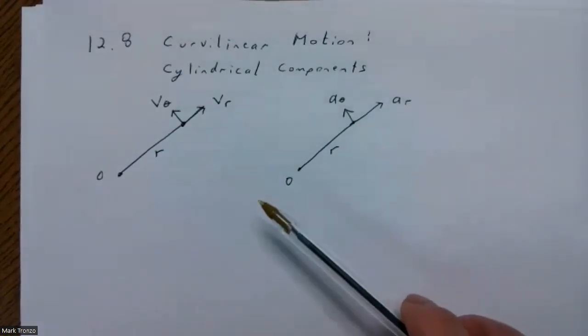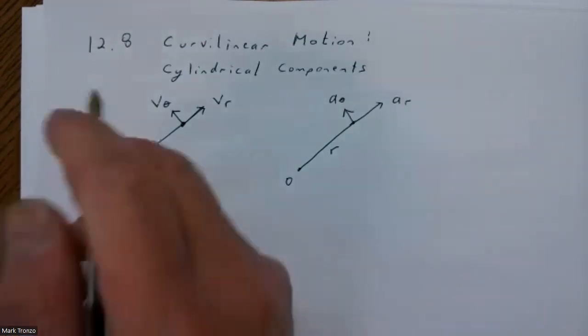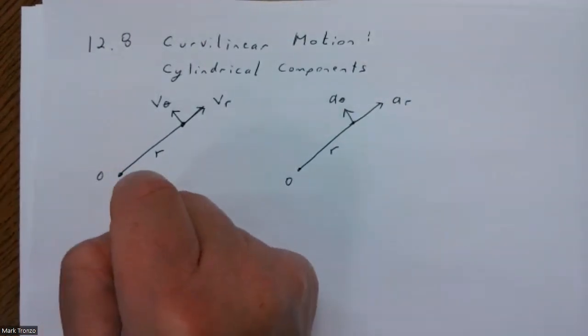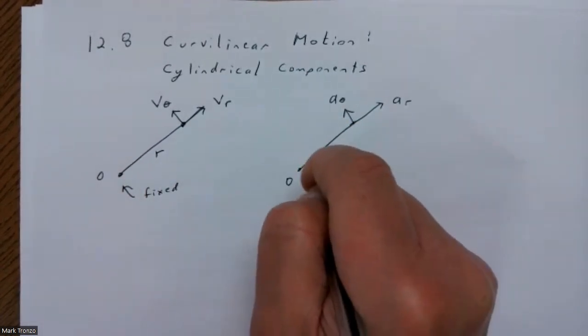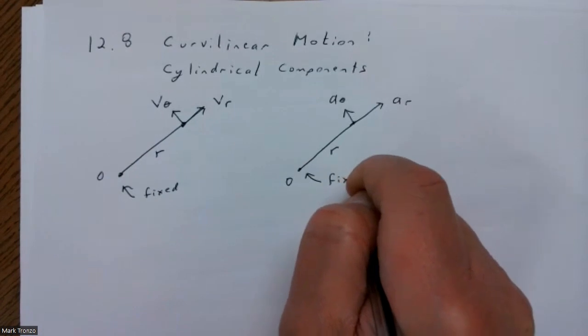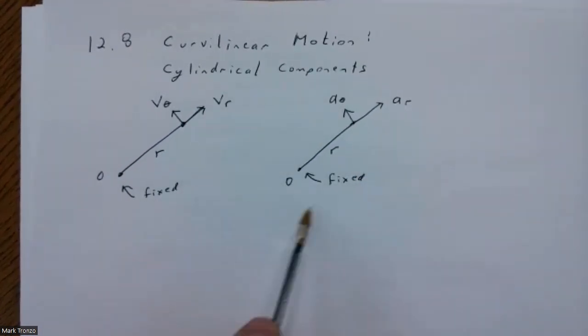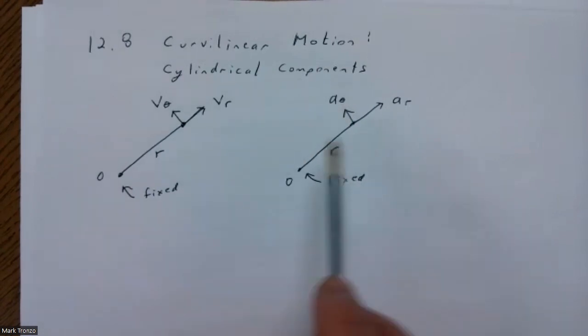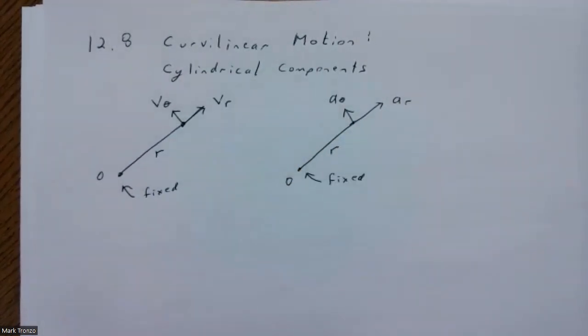So the main idea is you have a fixed origin, a fixed point from which you're measuring, and you could be going around that point, circular around the point, or you could be going in and out along a radius from that point.